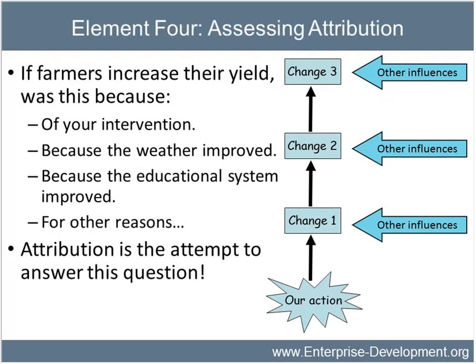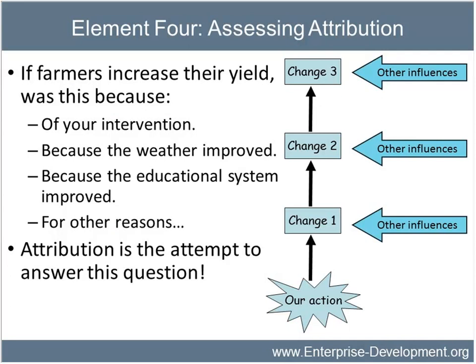Element 4 is assessing attribution. So attribution is a challenging thing to do, but it's a relatively easy concept to understand. It just means for every change, let's say farmers increased their yield, what was the reason for this change? Was it because of the intervention? Was it because the weather improved, because there were changes in the educational system, or any other number of reasons that the change you observed could have occurred? So attribution is the attempt to untangle the reasons for changes.